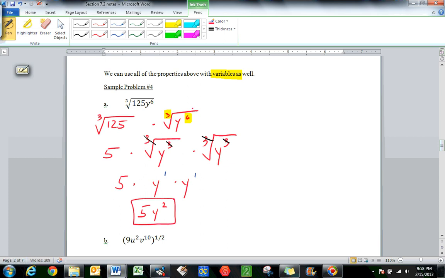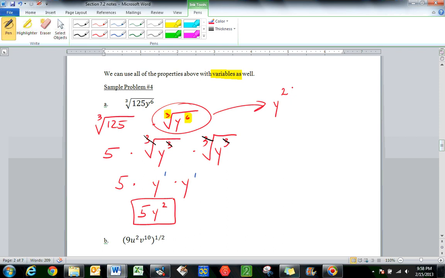Now if we would have looked at this part to begin with, we could have seen that I had 6 and 3. There was enough to cover 2 roots of 3. So if you recognize that that just reduces down to y squared, that's really good. But if you didn't, you can break it apart into simpler terms as well.